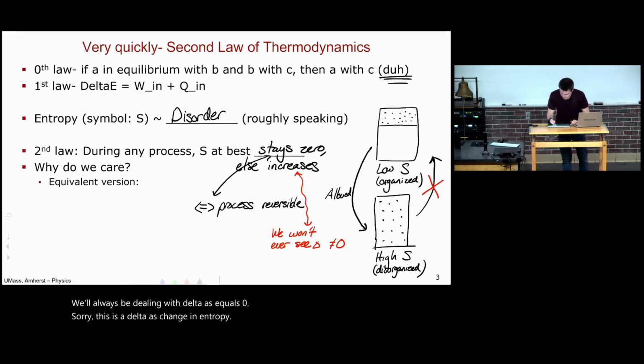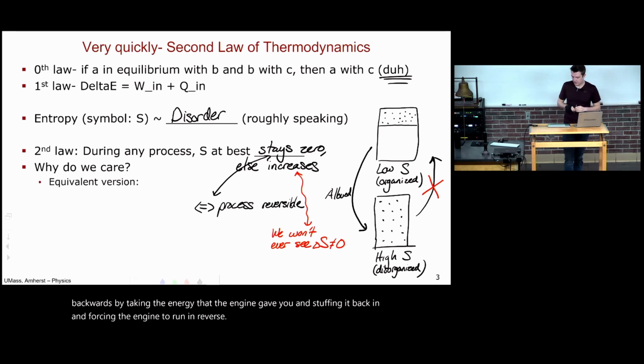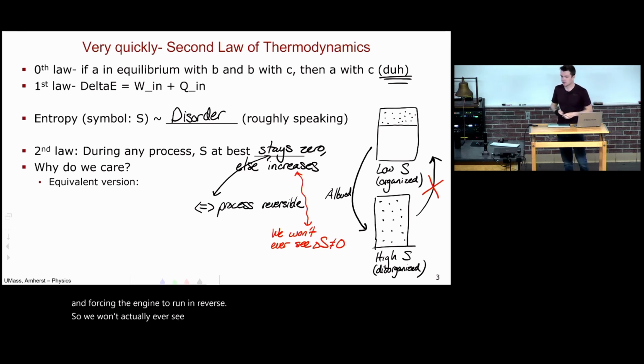So as unintuitive as it sounds, we're going to be able to run all of our engines backwards by taking the energy that the engine gave you and stuffing it back in and forcing the engine to run in reverse. Okay, so we won't actually ever see entropy increasing, so everything will be reversible for us.